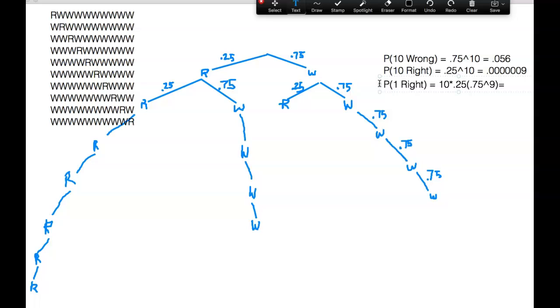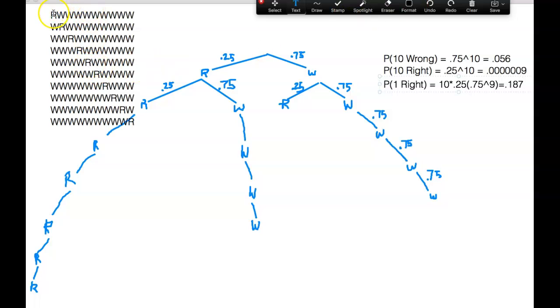So I'm going to calculate that. 10 times 0.25 times 0.75 raised to the 9th power is 0.187. Next it's probably getting 2 questions right. Okay, that's way more complicated.